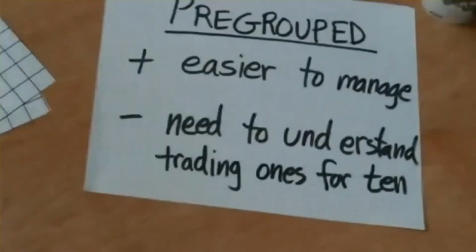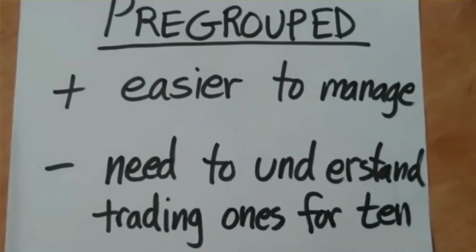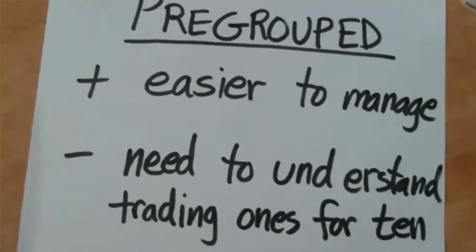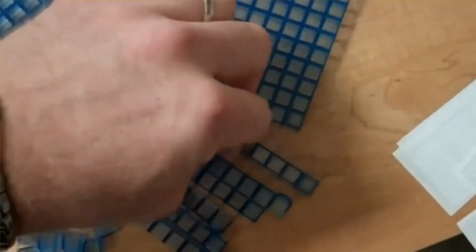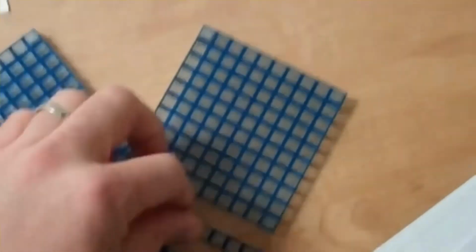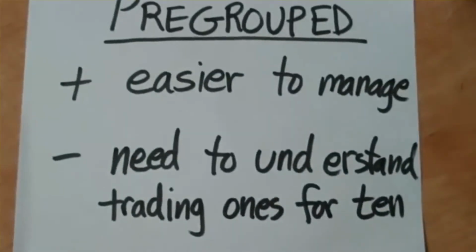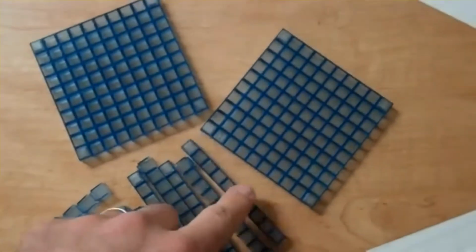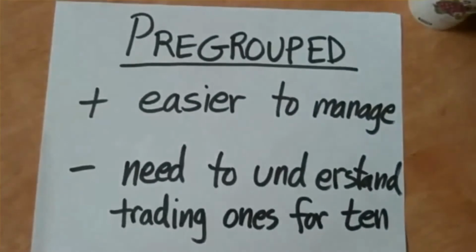The other category of manipulatives we have, of models, is pre-grouped, and these are ones that come together and are not able to be separated into units. So here's a stick that looks like 10 pieces, but I can't break it up into 10. These are easier to manage, so you can deal with bigger numbers more easily. Kids are not going to lose the pieces or somehow not have 10. They're definitely going to get 10 in a group. Easier to manage for both the teacher and the students.